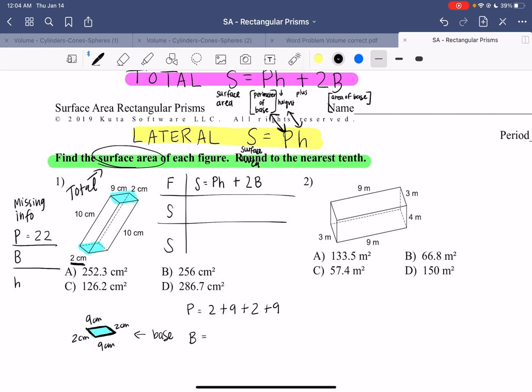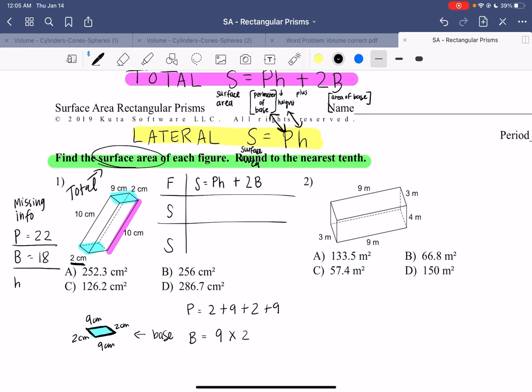Essentially, you're just multiplying the two adjacent sides, so it's going to be 9 times 2. So 9 times 2 will take us to 18. And the height is our last missing information, so I'm going to use this purple here. So the height is the measurement that connects your two bases.